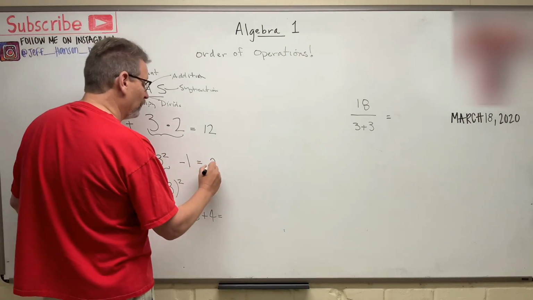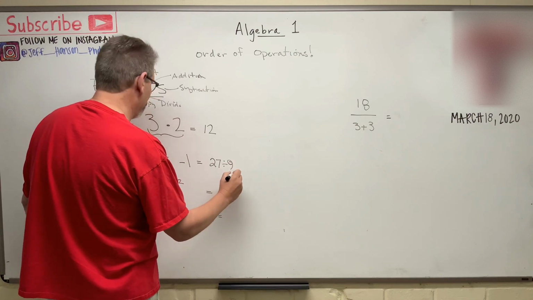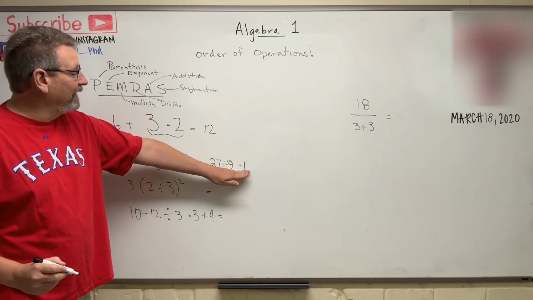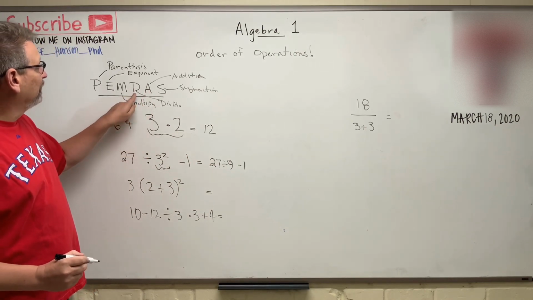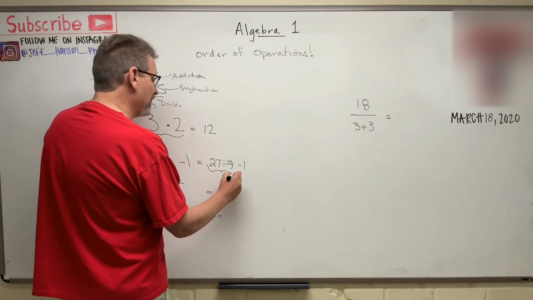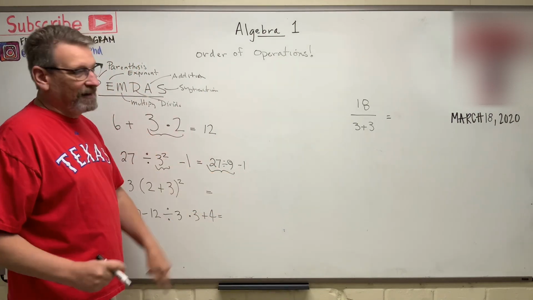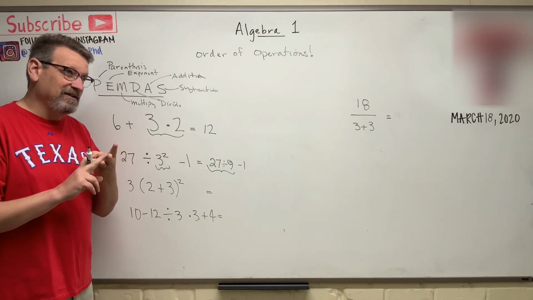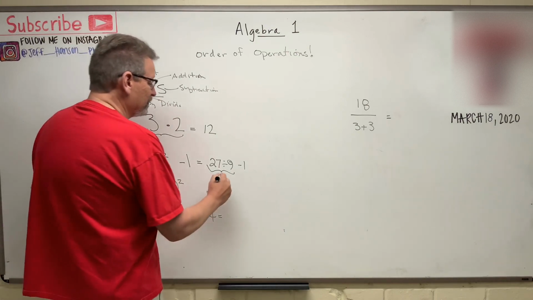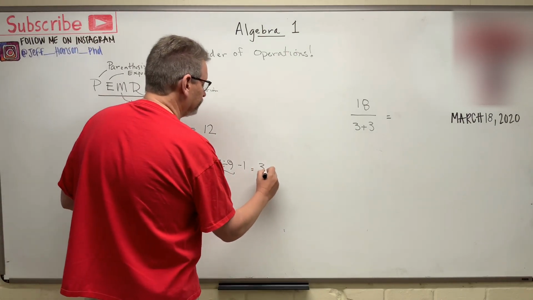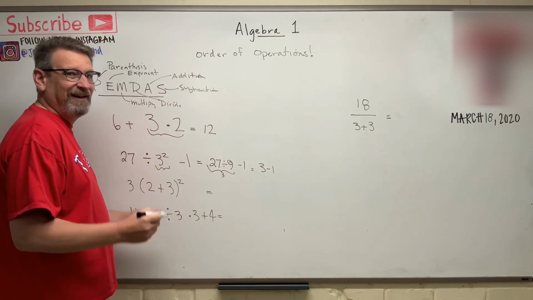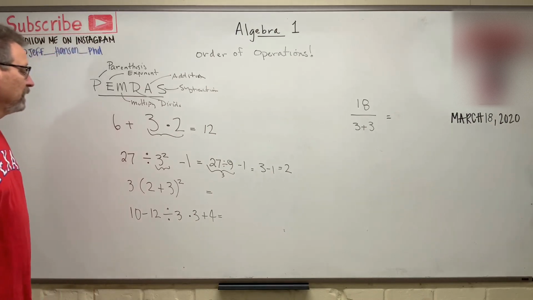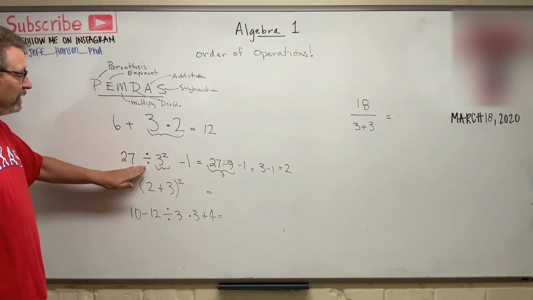So now that becomes 27 divided by 9 minus 1. And now what do I have? I have a divide and a subtract. Who comes first? Divide comes first. So you do this step first. 27 divided by 9. How many times is 9 going to 27? 9 and 9 is 18, and another 9 is 27. So 3 times, right? So this is 3. And now I'm left with 3 minus 1, and that's easy, isn't it? 3 minus 1 is just 2. So exponent first, then divide, then the subtract.